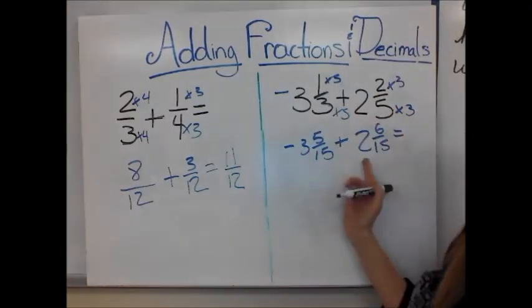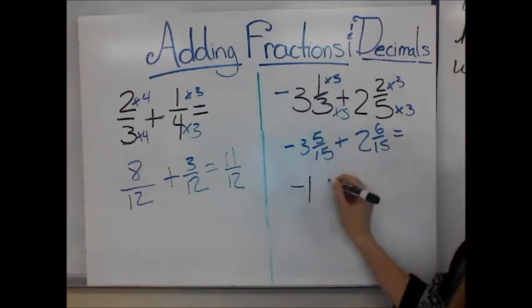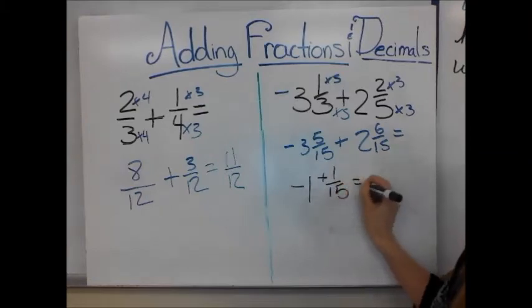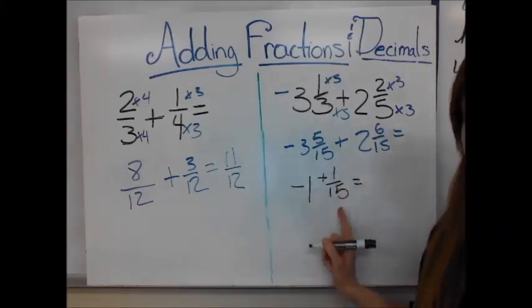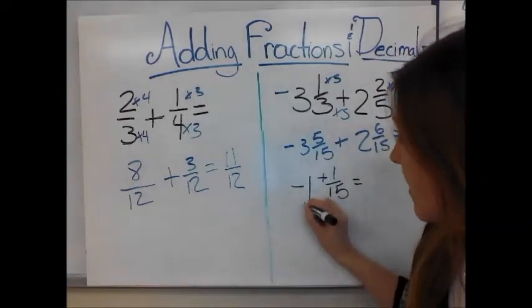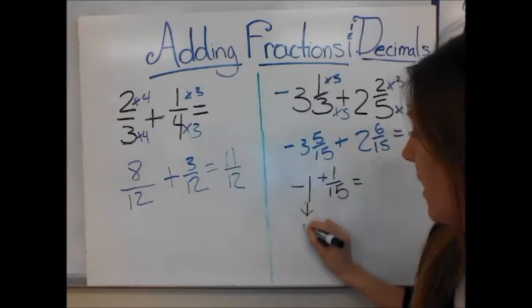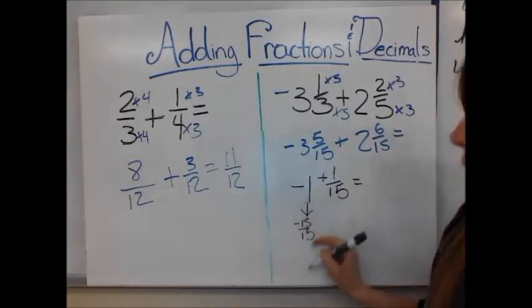Okay? -3 plus 2 is -1. -5 plus 6 is +1/15. I have a negative whole number and a positive fraction, so I'm not finished. I need to put these together. So I'm going to take that -1 and turn it into -15/15. I'm going to write it as a fraction.